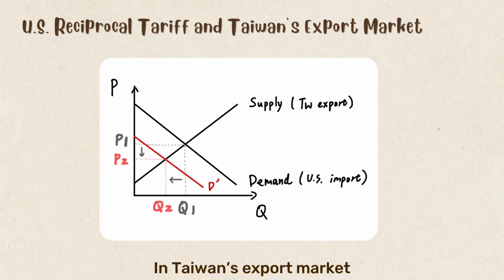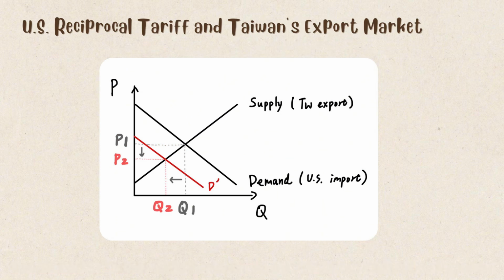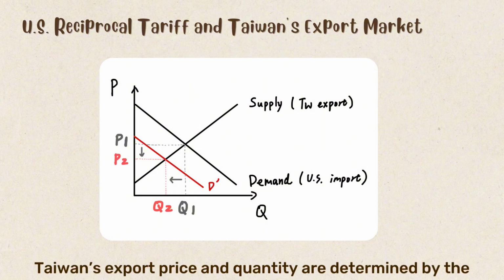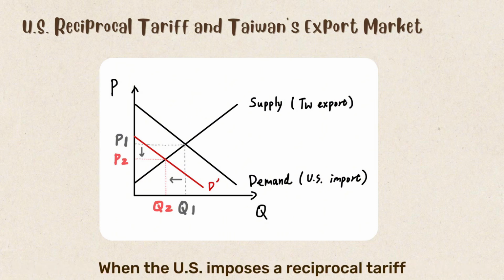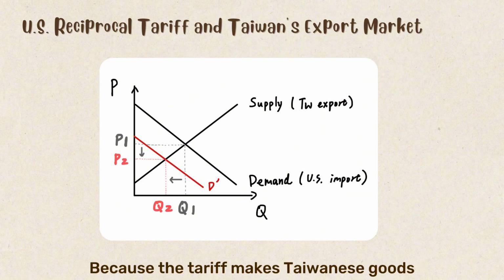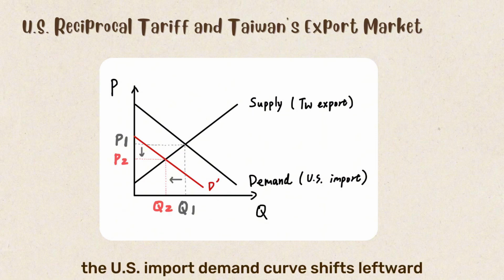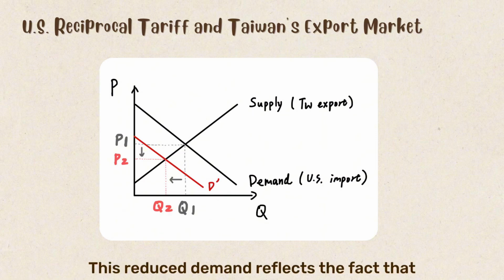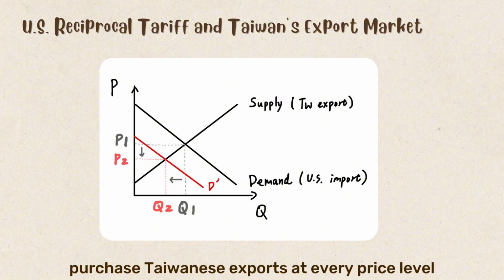In Taiwan's export market, the demand curve represents US demand for Taiwanese goods. Under normal conditions, Taiwan's export price and quantity are determined by the intersection of Taiwan's export supply and US import demand. When the US imposes a reciprocal tariff, American buyers face a higher effective price. Because the tariff makes Taiwanese goods more expensive in the US market, the US import demand curve shifts leftward. This reduced demand reflects the fact that US buyers are now less willing to purchase Taiwanese exports at every price level.